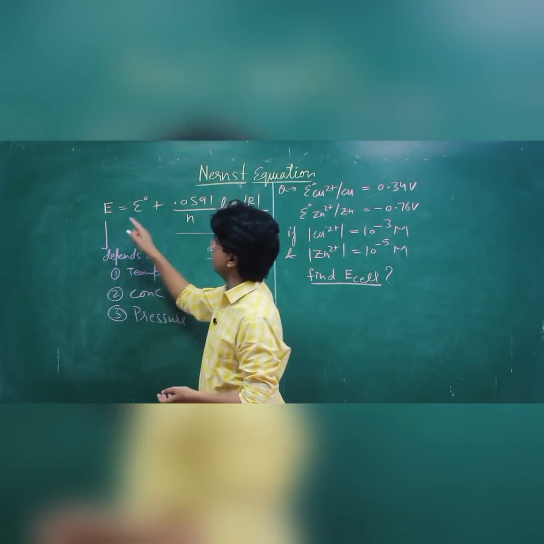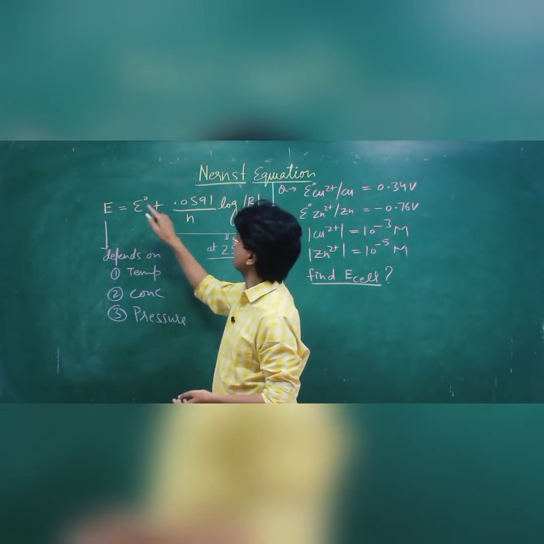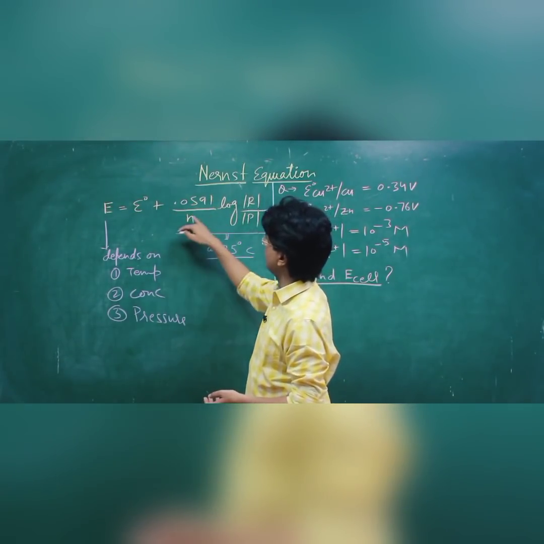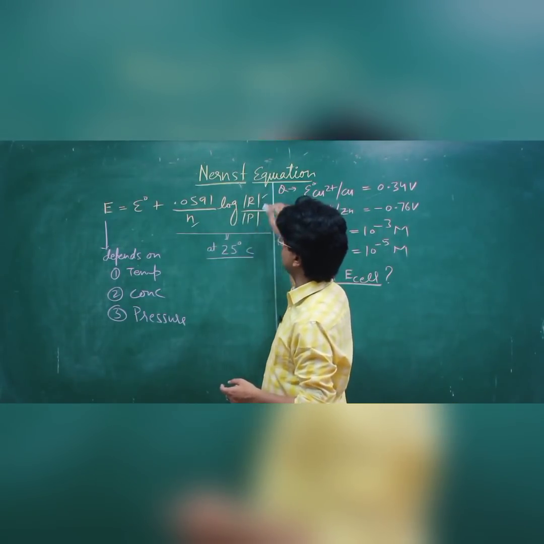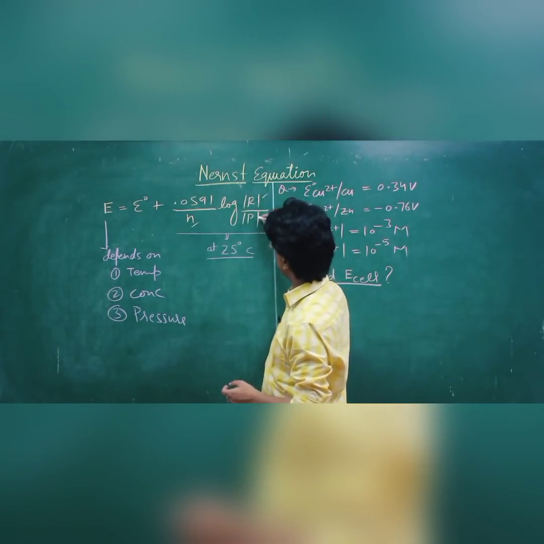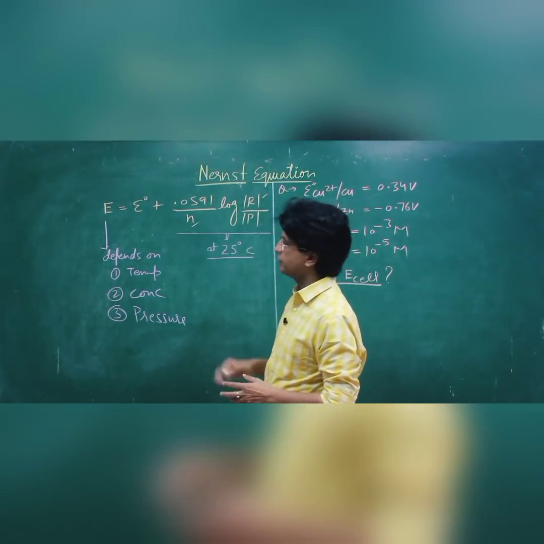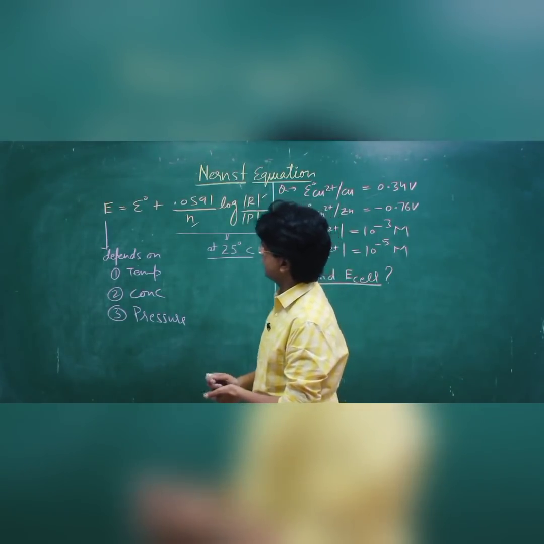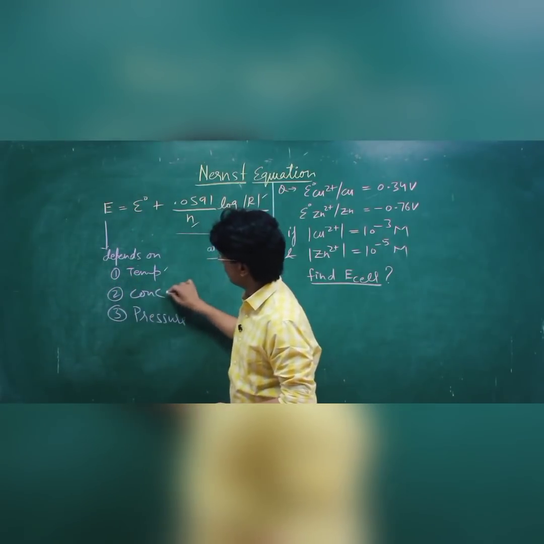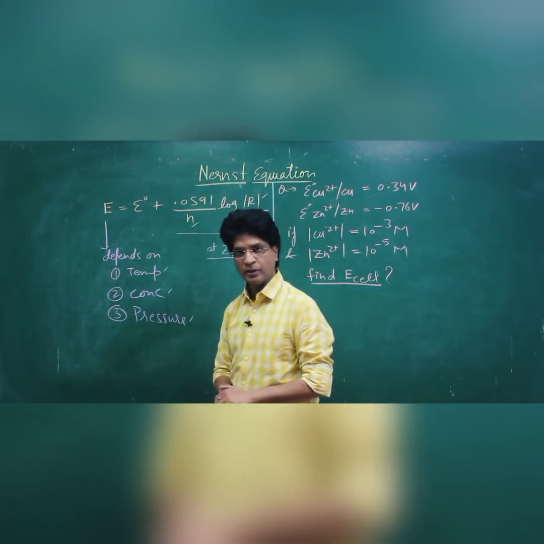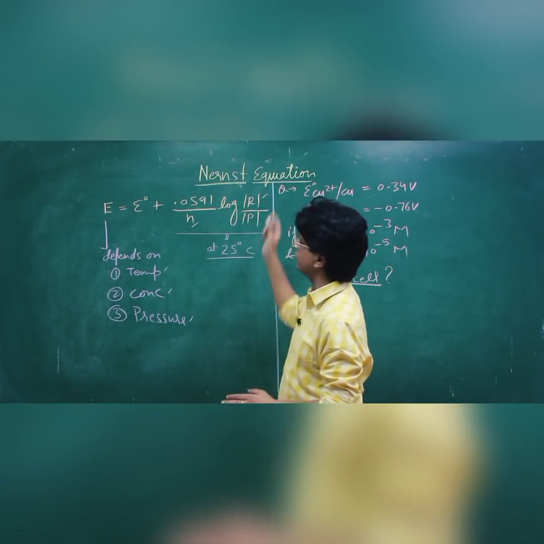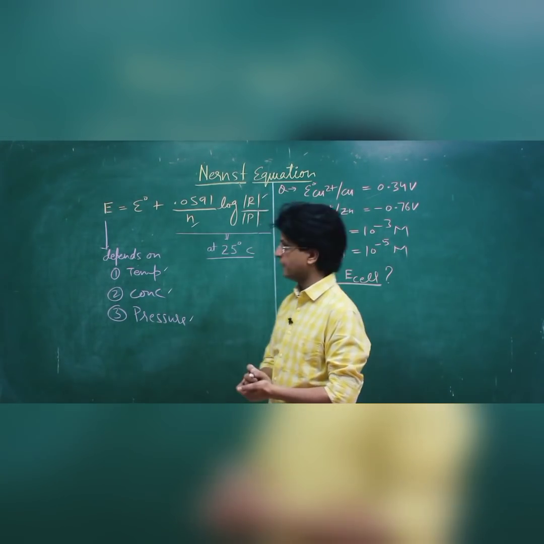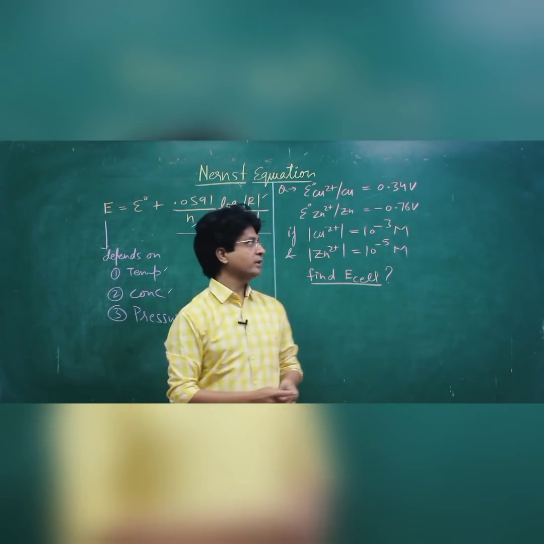So here E cell will be equal to E naught cell, standard, plus 0.0591 upon n, where n is the number of electrons transferred, times log of reactant concentrations to their respective powers upon product concentrations to their respective powers. E cell depends on temperature, concentration and pressure. So this equation is valid at 25 degrees Celsius and at different concentration and pressure. So let's do a question based on that.